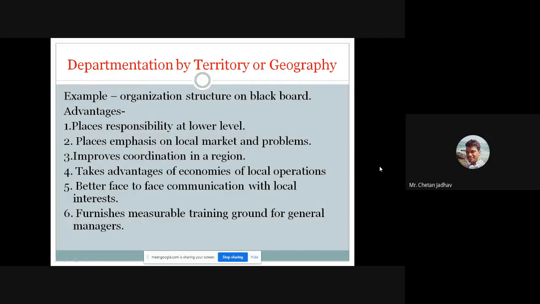Okay, then we can take the advantages of this territory or geography departmentation. So what are the major advantages of this type of departmentation? So, it places responsibility at a lower level.